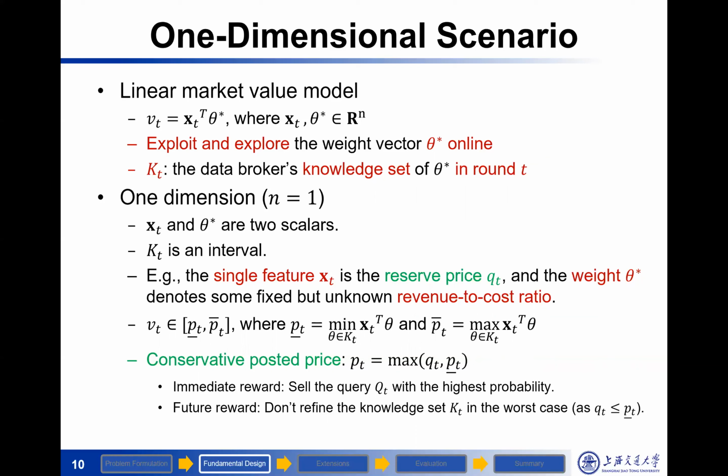If the data broker posts the larger value of the reserve price and the lower bound, the query can be sold with the highest probability. However, in the worst case, the data broker cannot refine the knowledge set, and thus cannot benefit the following rounds. We call such a price a conservative posted price.